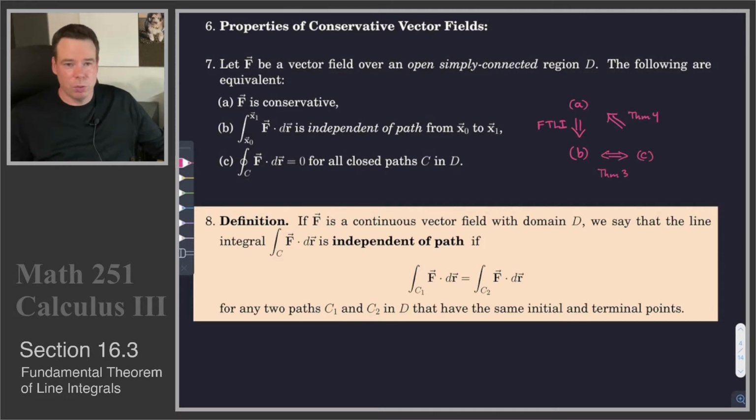And so what we have is the equivalence of all these things. If f is conservative, then the integrals are path independent. An integral around a closed curve is 0. If any one of these is true, all of them have to be true.